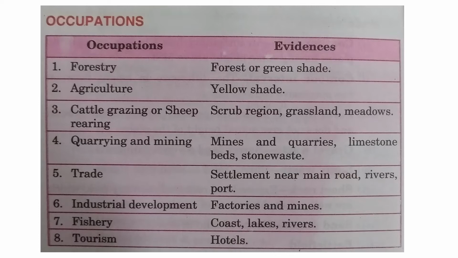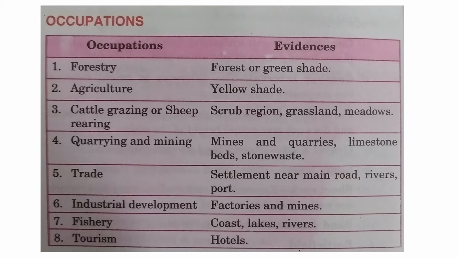Occupation and the evidences. If the occupation is forestry, if they ask for the evidence, you need to write forest or green shade, that is green wash. Second one is agriculture. If they ask the evidence, you need to write yellow wash. Third one is cattle grazing or sheep grazing. The evidence is scrub region, grassland, meadow.